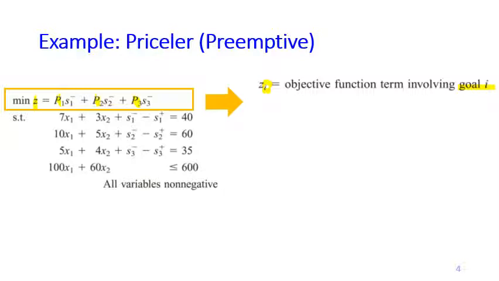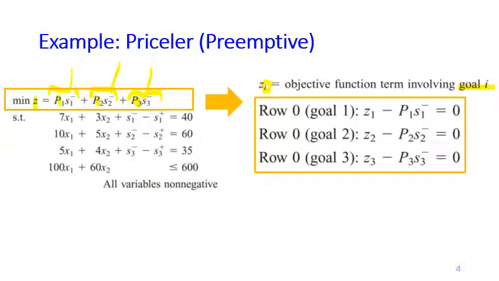So if we separate this, the first term is related to goal 1, the second term is related to goal 2, the third one is related to goal 3. So here this is our Z1, this is our Z2, and this is our Z3. And then notice here that it says row 0. It means that we simply move everything to the left-hand side. So here it says Z1 minus P1 S1 minus equals 0, simply because we move P1 S1 minus from the right-hand side to the left-hand side. Okay, so those are the row zeros.